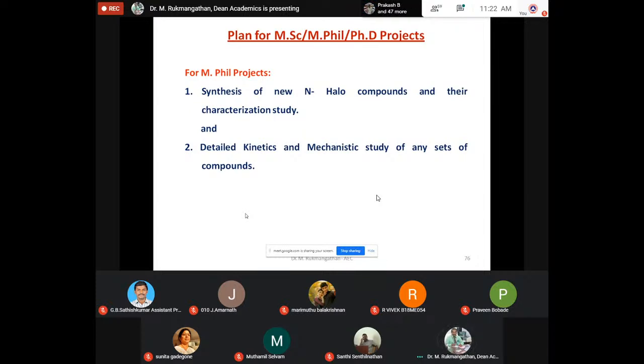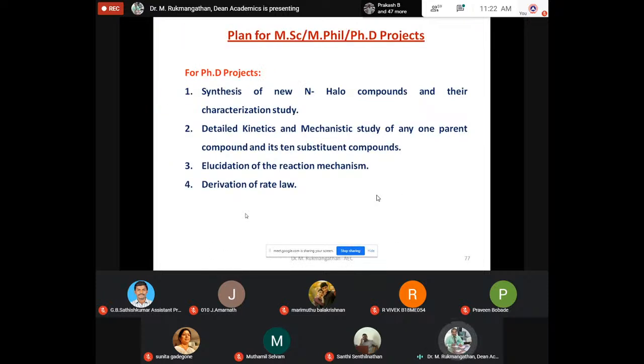for it. And finally, PhD research work. For that, we have to definitely synthesize the new enhalo compounds. We have to study their characterization. We have to prove whether it is a mild oxidizing agent or a strong oxidizing agent. We have to prove it. Then we have to include the kinetic and the mechanistic study of any parent compound and at least 10 substituent compounds. Okay, that is what we have presented in this webinar.